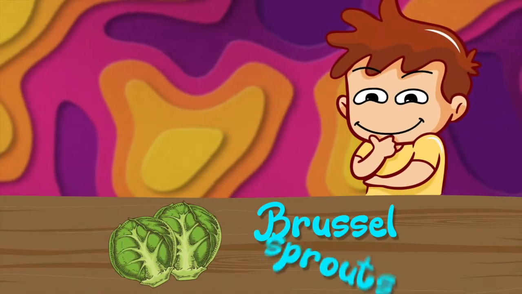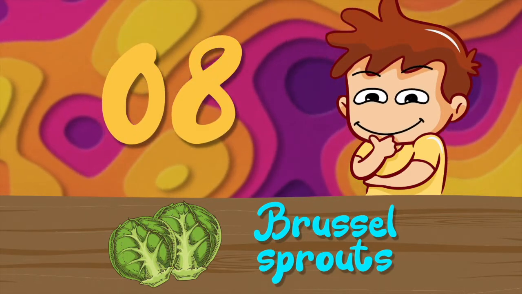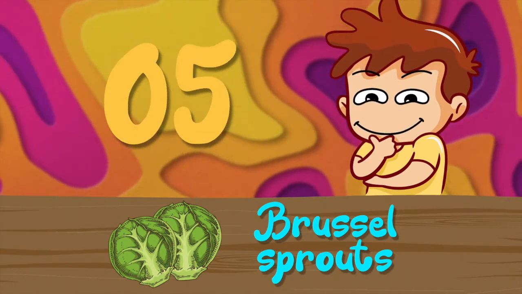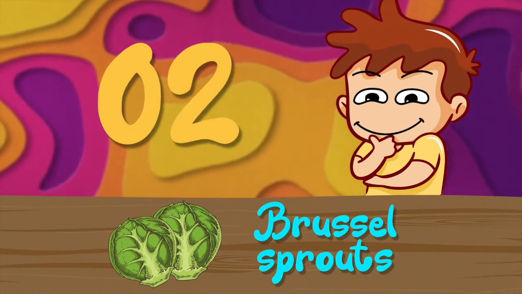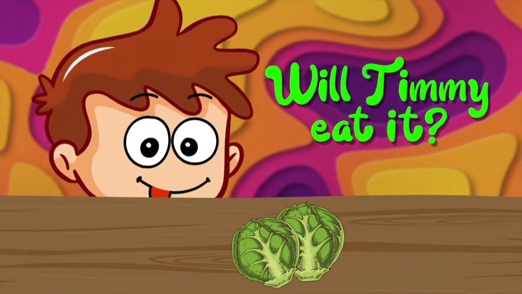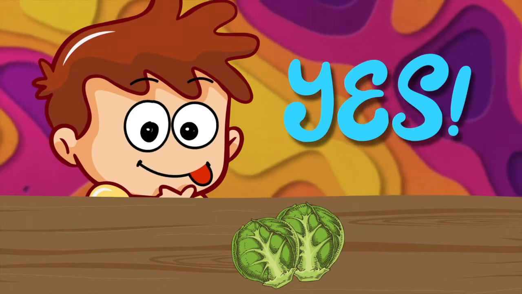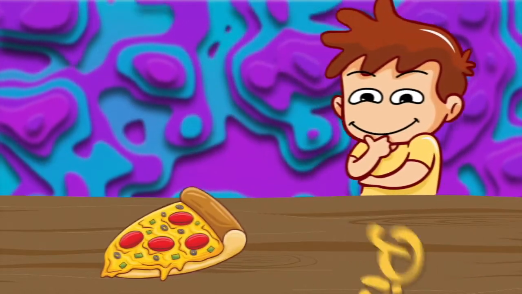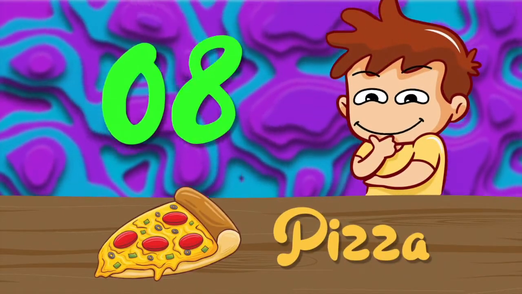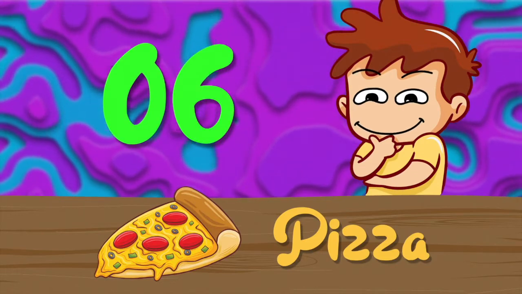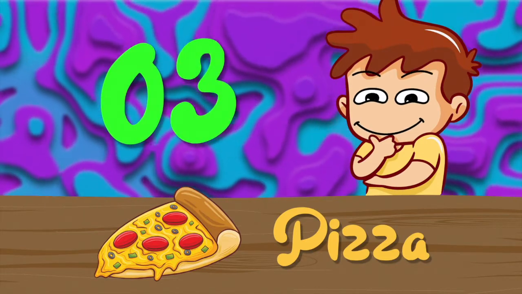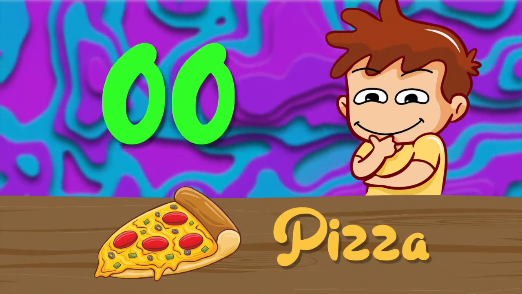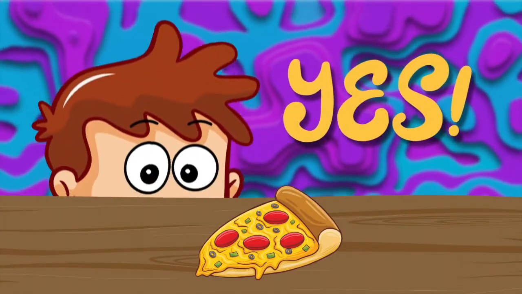Okay, we've got 2 rounds left. Our next dish is Brussels sprouts. Will Timmy eat it? Time's up! Believe it or not, Timmy will actually eat Brussels sprouts. Okay, everyone, this is our final round. Our last dish is pizza. Will Timmy eat it? It's time to decide. Thumbs up or thumbs down. Time's up! Timmy will definitely eat pizza.